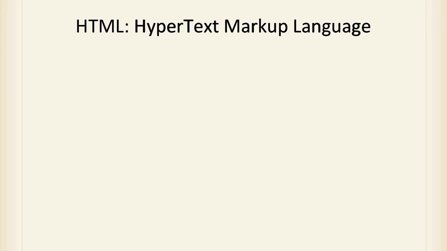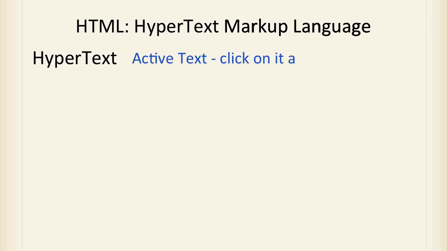So let's start with the first word, hypertext. Hypertext is active text. You click on it and something happens. Or perhaps it's not text, it might be an image, but when the web first got started it was mostly text, and so they referred to it as hypertext. This is usually a link. It takes you to some other place or creates some action on your system.